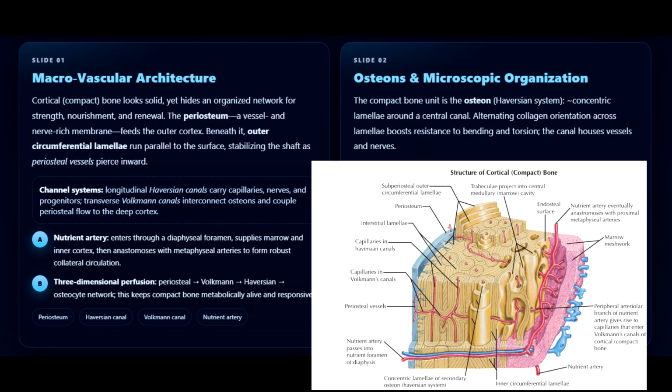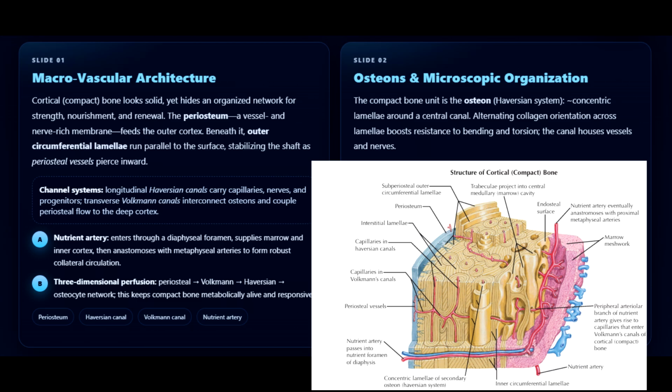Just beneath the periosteum, we find the outer circumferential lamellae, layers of bone running parallel to the surface, giving stability to the entire shaft. From here, small periosteal vessels penetrate inward, linking up with deeper channels. Running through the cortical bone are Haversian canals, each containing capillaries, nerves, and progenitor cells. These canals are the lifelines of the bone, ensuring that even the innermost osteocytes receive nutrition.